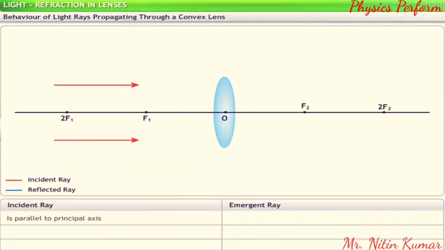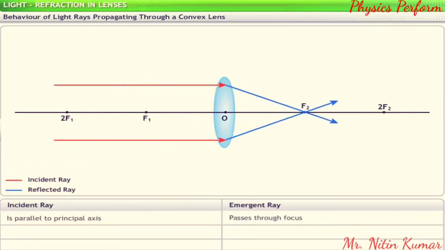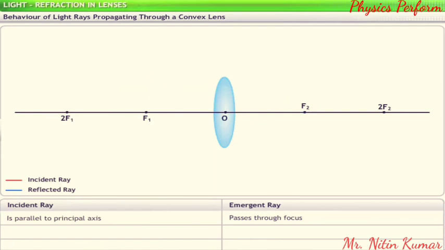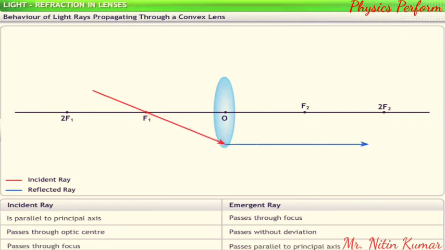Now let's analyze the light rays propagating through a convex lens. When an incident ray is parallel to the principal axis, the emergent ray passes through the focus. When an incident ray passes through the optic center, it propagates without any deviation. When an incident ray passes through the focus of a convex lens, the emergent ray passes parallel to the principal axis. Thus, we can predict the positions and the characteristics of the images formed using convex lenses, based on how a light ray is incident on the lens.